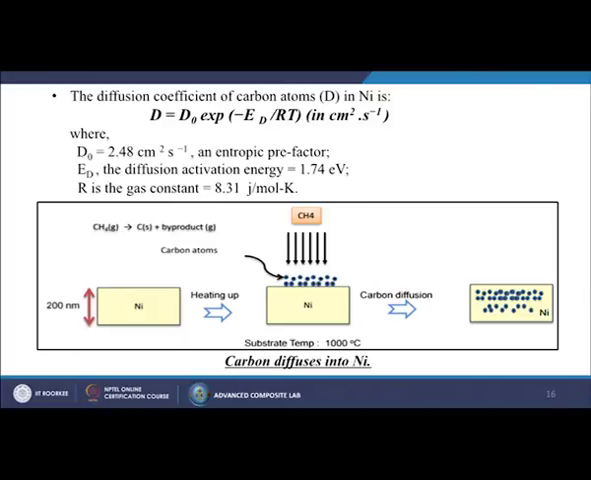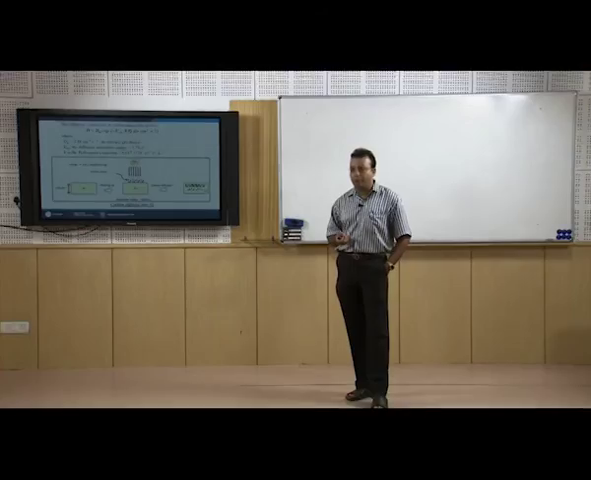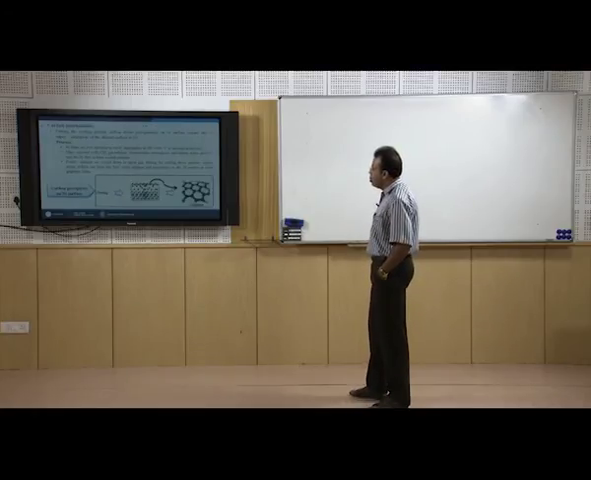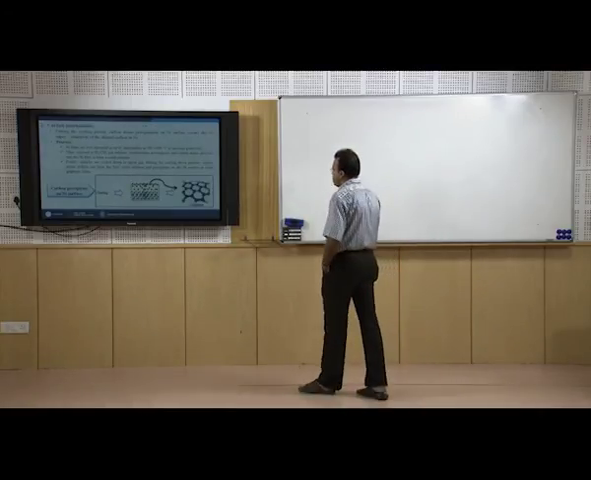Here is the whole schematic diagram of how we form the graphene. We have nickel with 200 nanometer thickness, we heat that material, then we purge methane gas inside the chamber. When the methane gas comes in contact with the nickel, it forms carbon atoms on the substrate itself, and then these carbon atoms go inside the nickel wafer. Another process is known as the carbon precipitation process.